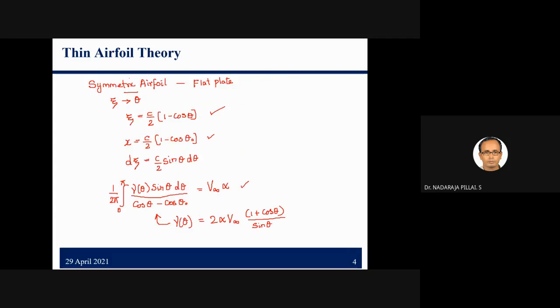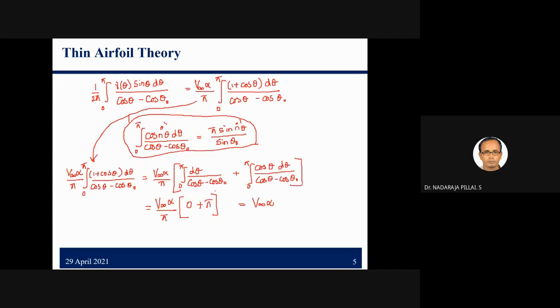So by considering gamma of theta equal to 2 alpha V infinity (1 plus cos theta) by sin theta, we have arrived at V infinity alpha, and hence the gamma of theta assumption is correct. Now we can go deeper into this particular gamma of theta later. The standard integrals we also need to know, and again we can derive the standard integral also, but that is not the goal of the present discussion.